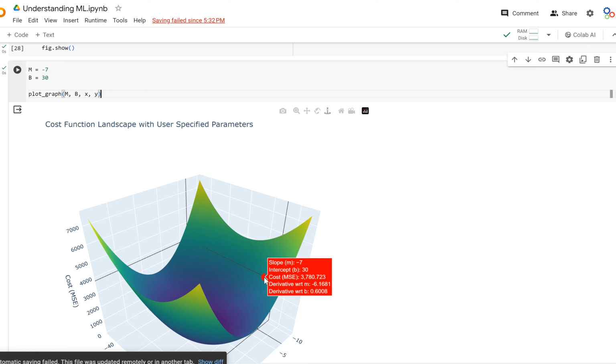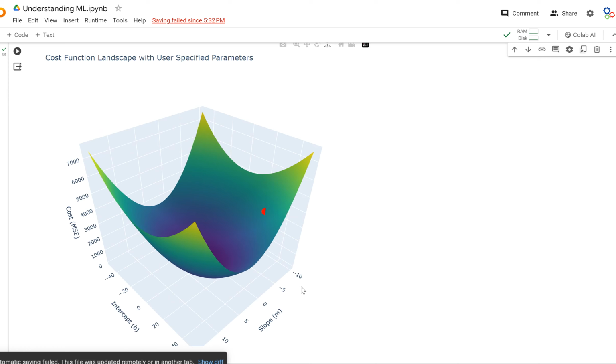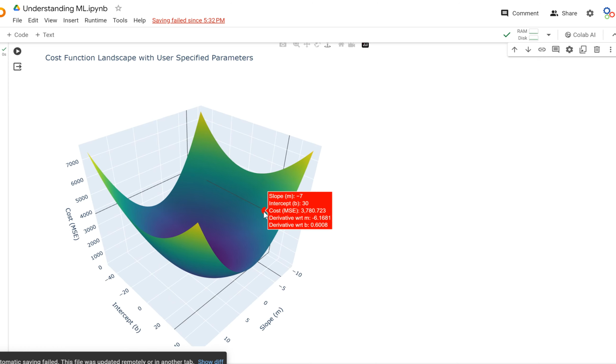And so with m, if our equation is y equals -7x plus 30, then our cost function is going to be 3780. That's a really high cost. That's not what we want. We want to be, again, remember, we're trying to get down here. We're trying to take this ball, roll it down the hill to get to some of these lower points, or in our case, the lowest point. But here we go. This is where we're starting at, and gradient descent is going to take us to the bottom. And so the derivative with respect to m here is -6.16. And the derivative with respect to b here is 0.6.